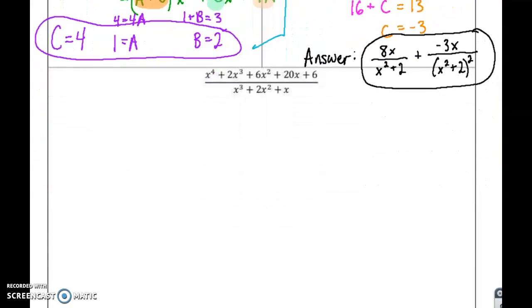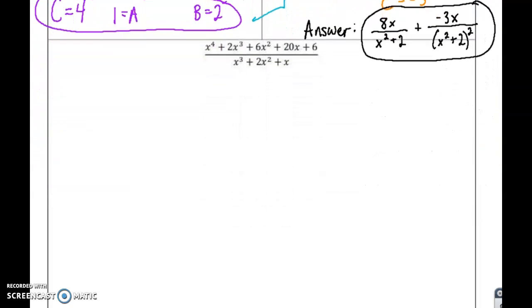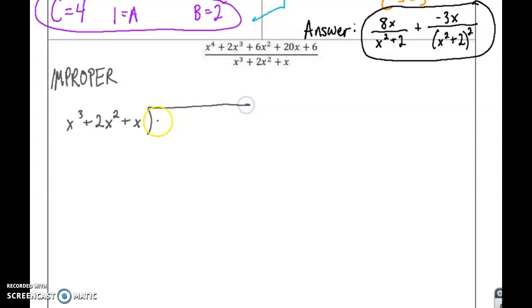As I show you the last one. So this is in improper form. This is improper because the numerator's degree is larger than the denominator's. So we can fix that by doing long division. You know me by now, I'm a big proponent of long division.